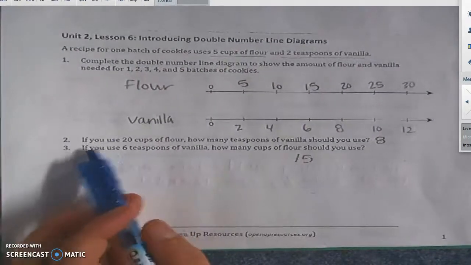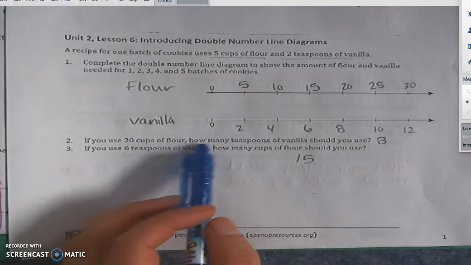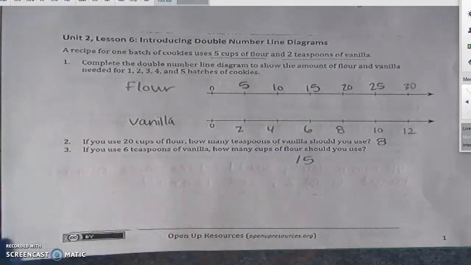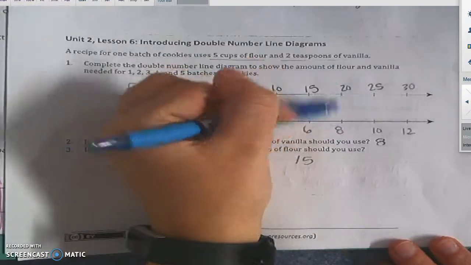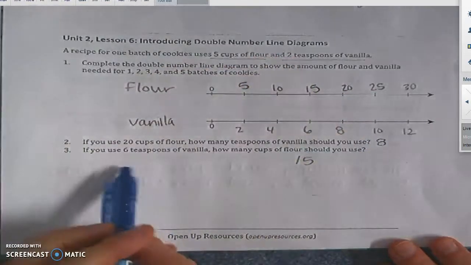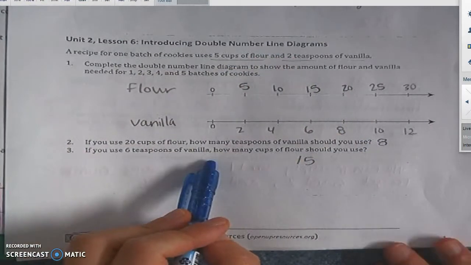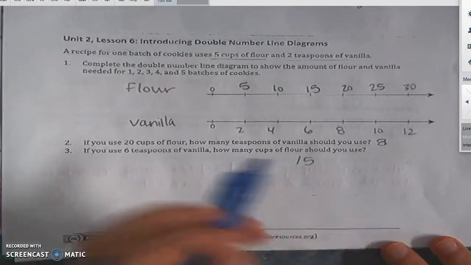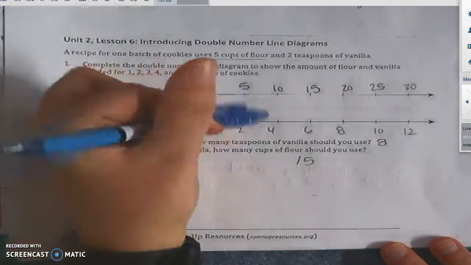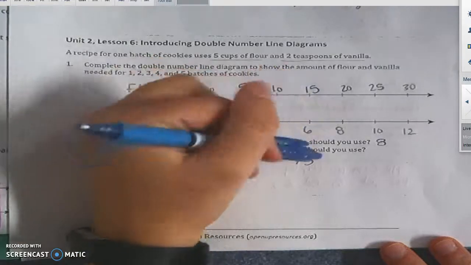Anyways, if you use 20 cups of flour, how many teaspoons of vanilla should you use? Well, 20 lines up with 8, so it would be 8. And if you use 6 teaspoons of vanilla, how many cups of flour should you use? So at 6 teaspoons of vanilla, it's 15 cups of flour.